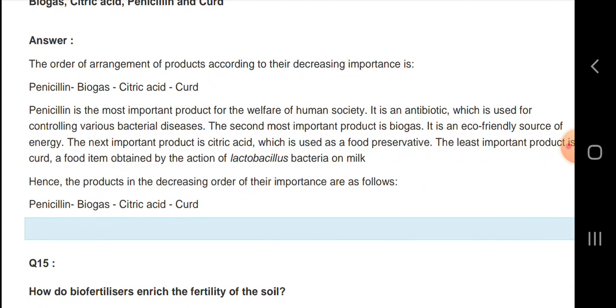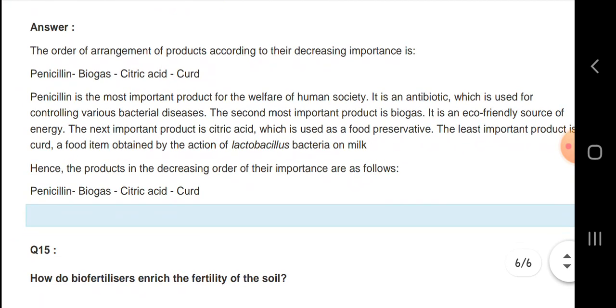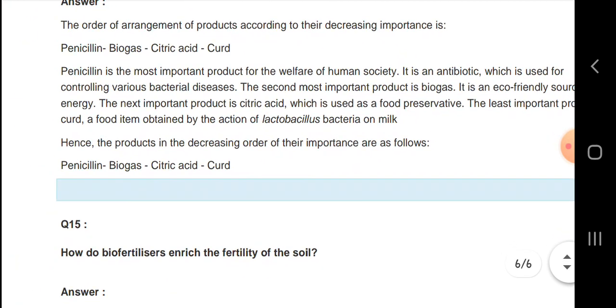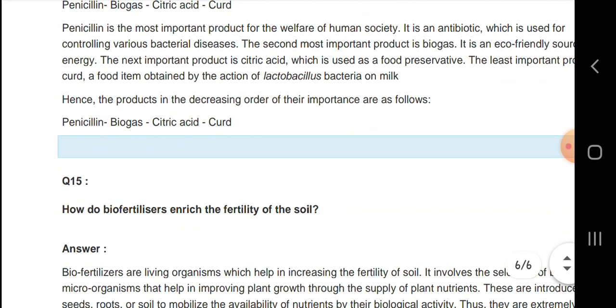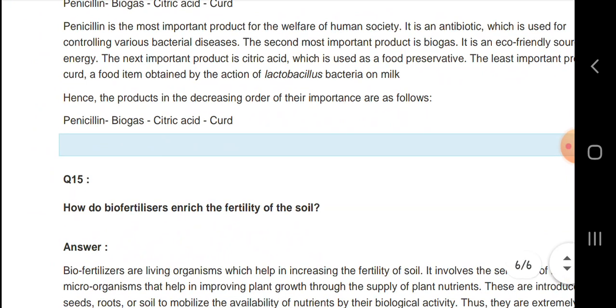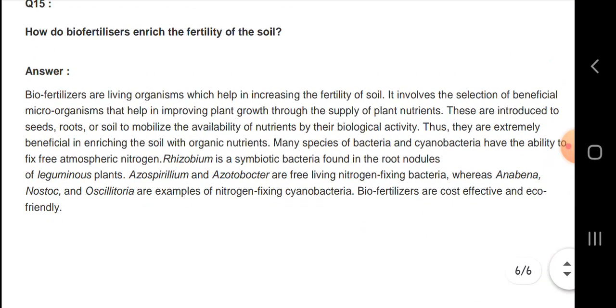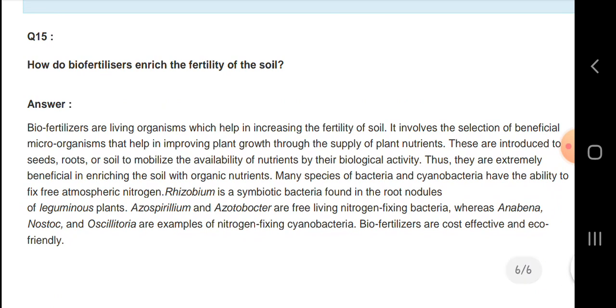The second most important is biogas, which is eco-friendly. The third is citric acid, which is used as a food preservative. And the least important product is curd, a food item obtained by the action of lactobacillus bacteria on milk.